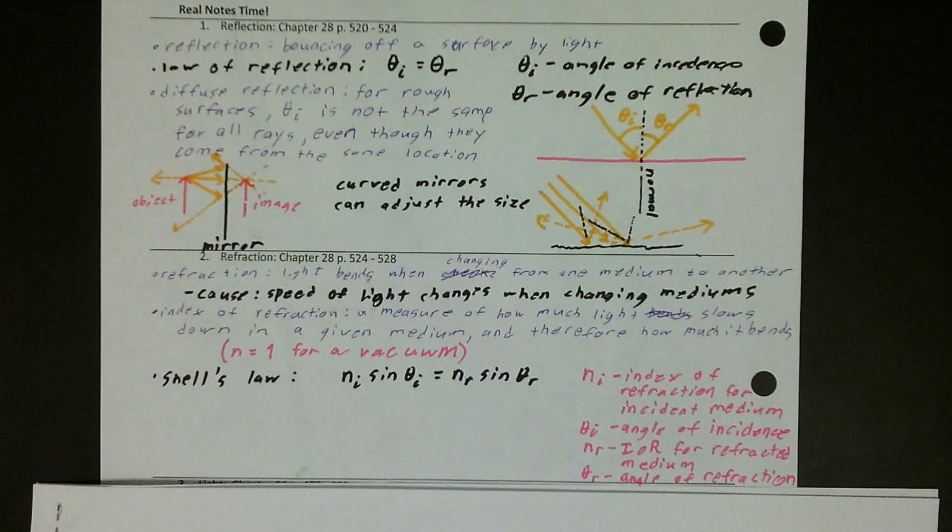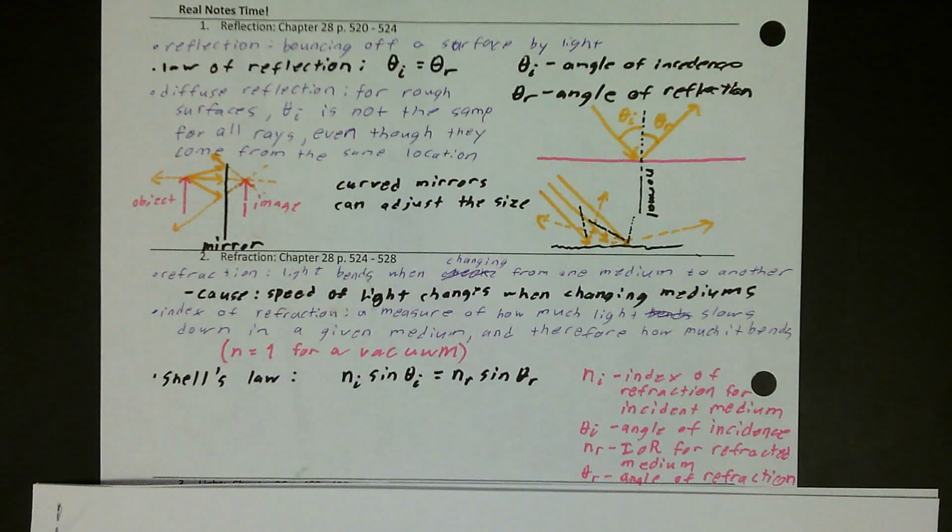The index of refraction, n, is 1 for a vacuum. Through plain air, it's basically 1. It's not exactly 1, but out in space, it's 1. Anything else is going to be larger than that. You're never going to have an index of refraction that's less than 1. It will never be less than 1. It's always bigger than 1.